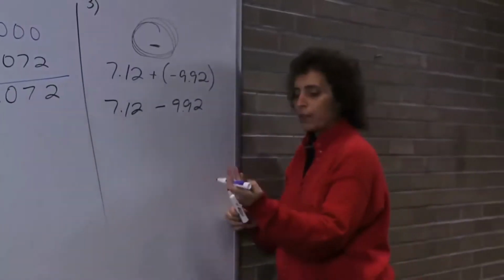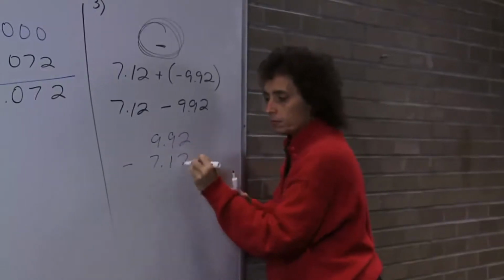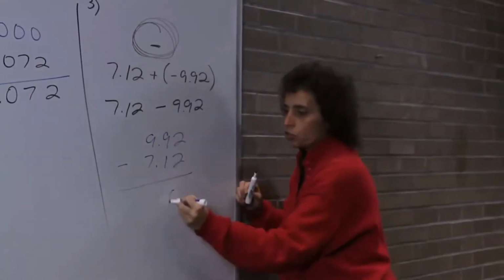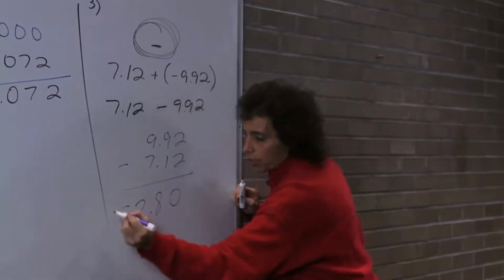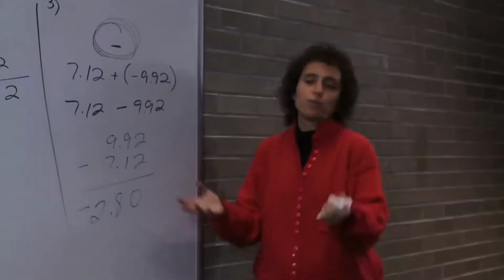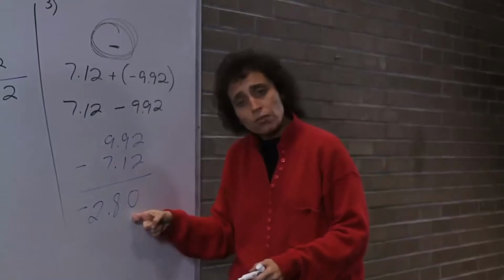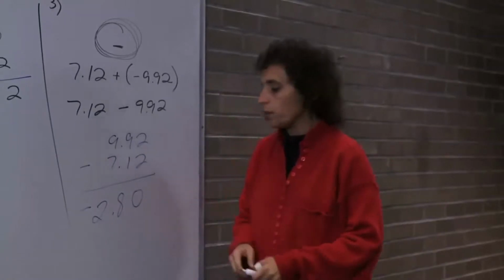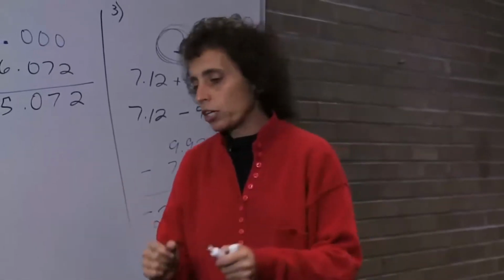And remember to put the bigger number on top. 2 minus 2 is 0. 9 minus 1 is 8. 9 minus 7 is 2. So it's negative 2.80. So negative $2.80. All right, we're really not talking about money. But it's negative 2.80. Do I need to write the 0? No, but you can if you want. So that's 1, 2, and 3. You do 4 through 7, and then we'll check our answers.